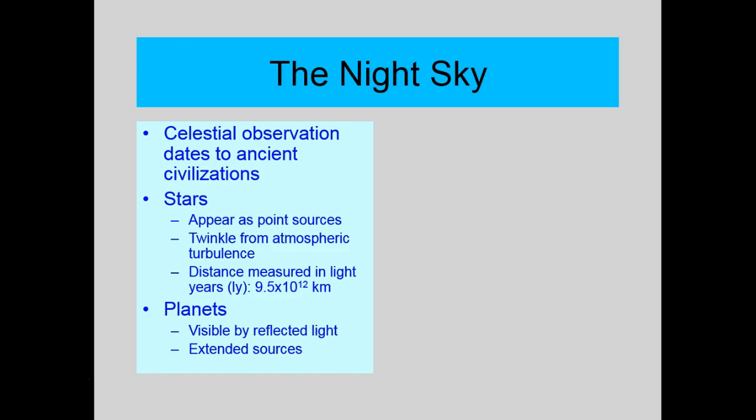Anyone make a guess? 93 million miles away. The next closest is Alpha Centauri. If I were to write 93 million, it would be a 93, comma, 0, 0, 0, 0, 0, 0. Six zeros is a million.